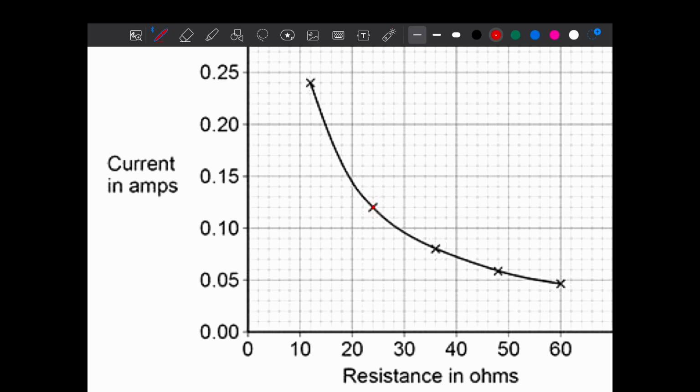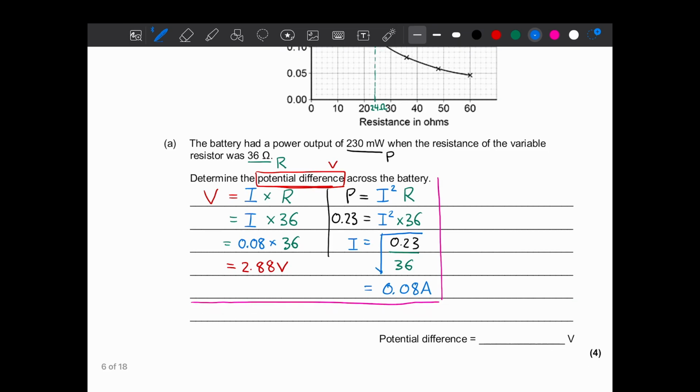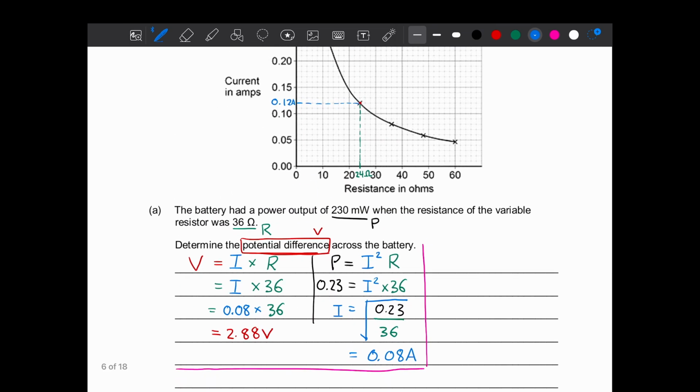We can use this point to read off a value for resistance. So let's do that. That has a value of 24 ohms. And we can also use it to read a value of current at that resistance, and that is 0.12 amps.